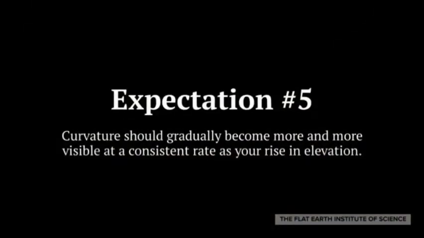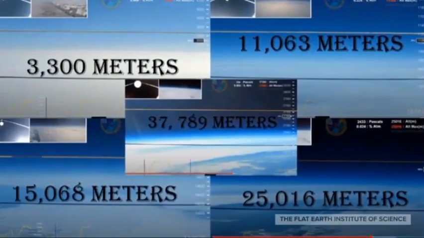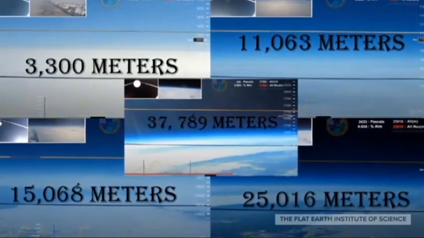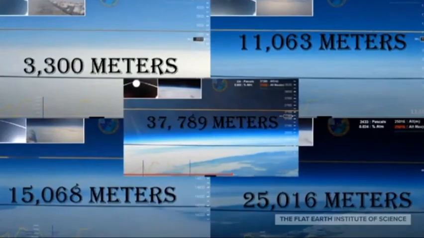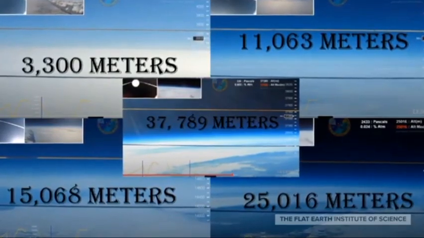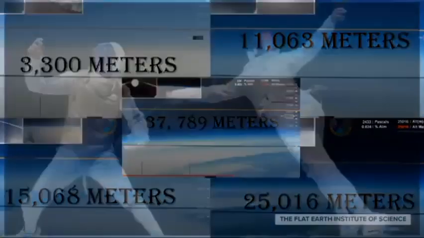Expectation number 5 applies more to video footage. It states, curvature should gradually become more and more visible at a consistent rate as you rise in elevation. So when Mr. Sensible's horizon at 25,000 meters was flatter than it was at 15,000 meters, Mr. Sensible failed to meet that expectation.